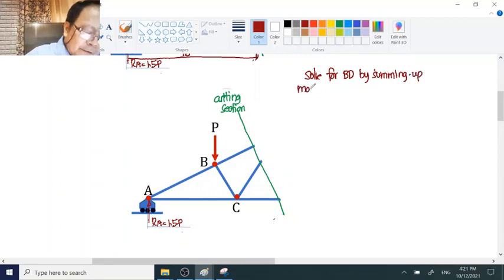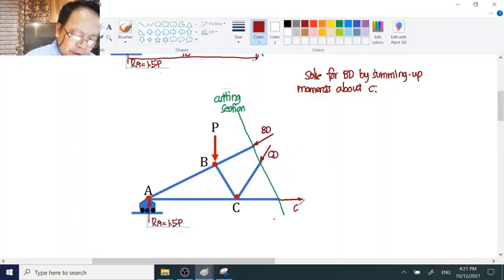Moments about point C. Let us show again the forces that we used so we can see them again. So, we have here our forces. Here is our PD. This is our CD, and this is our C. So, we will be taking moment about C.